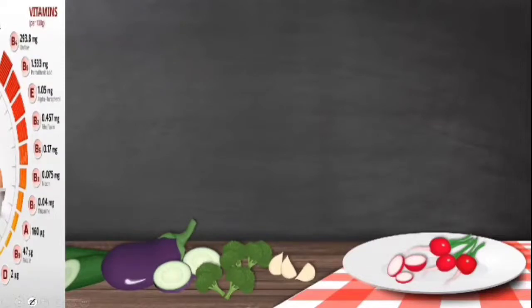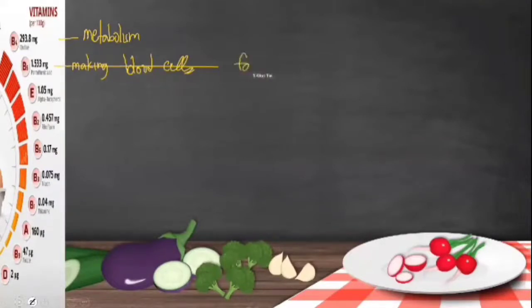Number 2, we have the B5 or the pantothenic acid. Okay, so let me just write metabolism here. And then B5, it is pantothenic acid. It is important in human life. It is necessary for making blood cells. Okay? It is for making blood cells. It helps to convert the food you eat into energy. Food to energy. So, forgive my handwriting, okay? And then next is the vitamin E or the alpha-tocopherol.